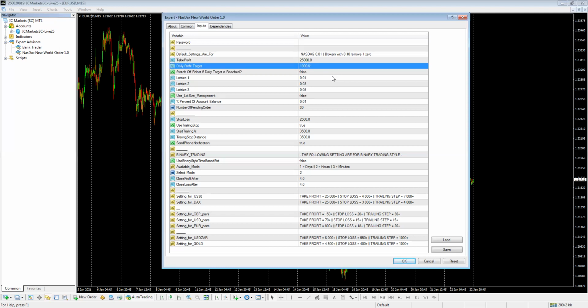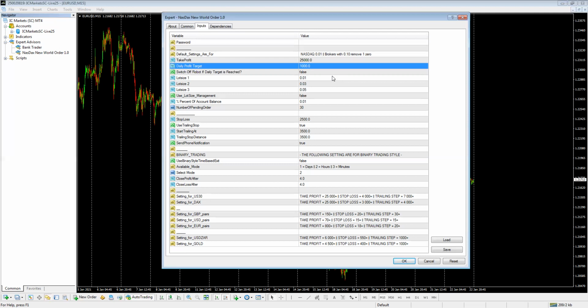Daily target as before. This is based on your account currency. So if your account is in USD, your daily profit target by default will be 1,000 USD. If your account is in ZAR, that will be 1,000 ZAR. If your account is in GBP, that's 1,000 GBP, and so on. So this you can change as you wish.